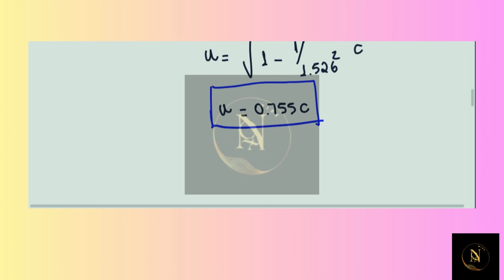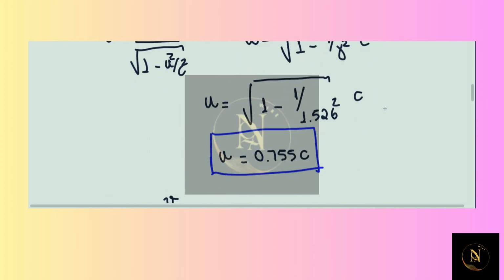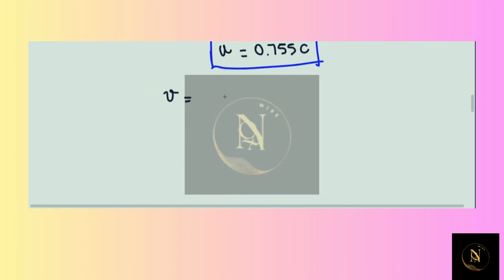With V, we can calculate what is the kinetic energy of the incoming particle. Now, remember that I told you that V is equal to 2u divided by 1 plus u squared over c squared. So this is 2 times 0.755c divided by 1 plus 0.755 squared. So V is equal to 0.962 times the speed of light.